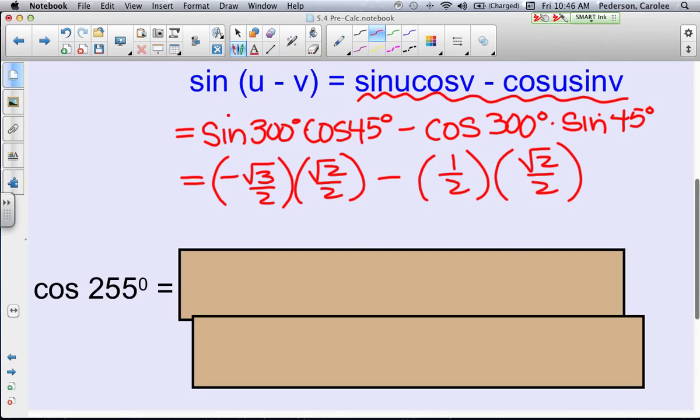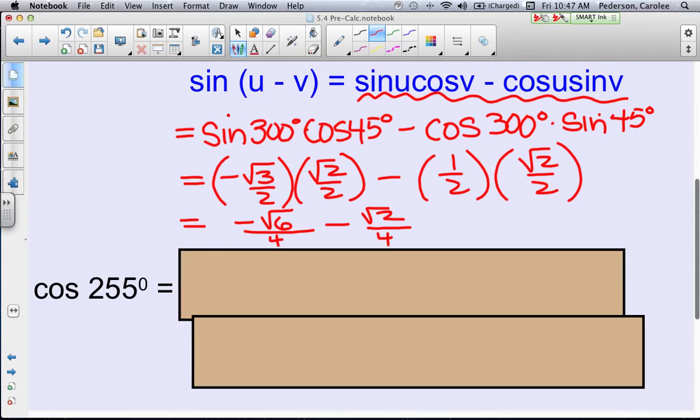And now we have some reducing to do. Let's go ahead and multiply these fractions together. So when you multiply fractions, you multiply across. So a negative times a negative is a negative. And then square root of 3 times square root of 2 is square root of 6. And then 2 times 2 is 4. You're multiplying across those fractions. And then minus 1 times square root of 2 is just square root of 2. And then 2 times 2 is 4.